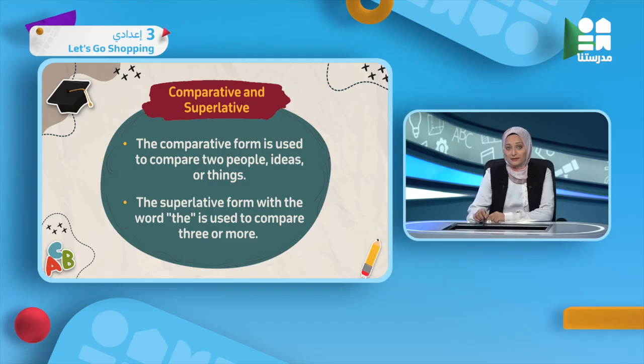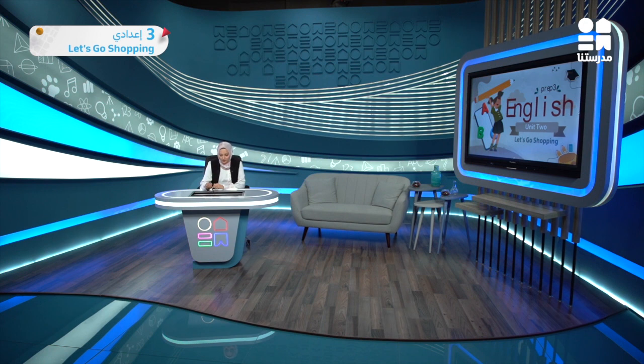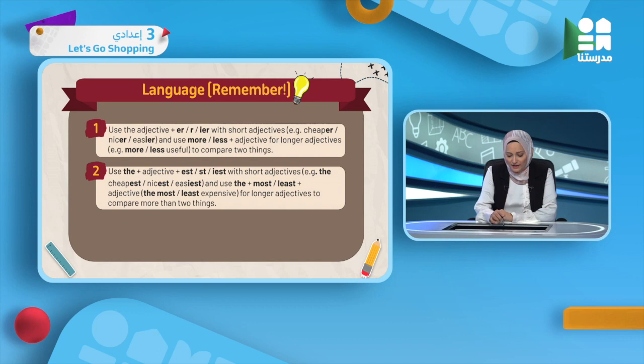Okay, so here, as we said, the comparative form is used to compare two people, ideas, or things. The comparative لازم اتنين بس. The superlative form with the word the, ببدأ ب the before the adjective, is used to compare 3 or more. 3 فيما أكتر. And as I explained, I add er, r, or ier. طيب when do I add IER؟ امتى بحط ال IER؟ يعني أنا قلت لكم بنحط ال ER وال R and I told you about more and less.